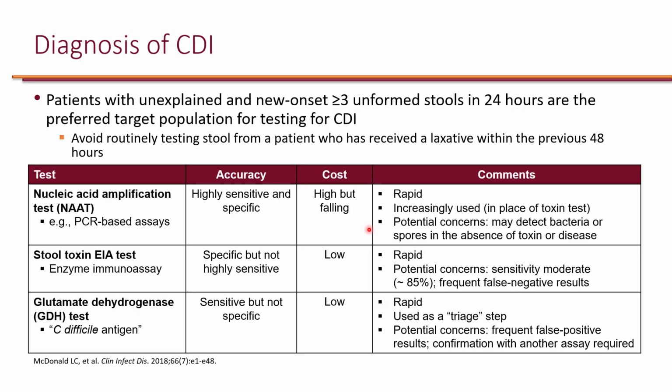Now let's take a look at diagnosis of C. diff infections. The IDSA guideline recommends that patients with unexplained and new onset with at least 3 unformed stools in 24 hours are the preferred target population for testing for C. diff infection. In other words, if someone only had 1 or 2 watery stools, they're not really a candidate for testing for C. diff infection. And by 2, I mean within 24 hours.